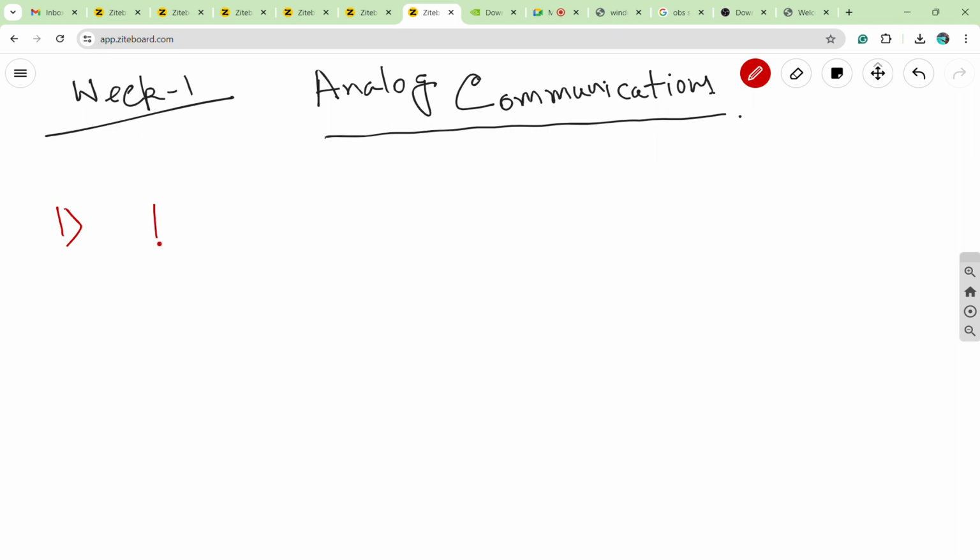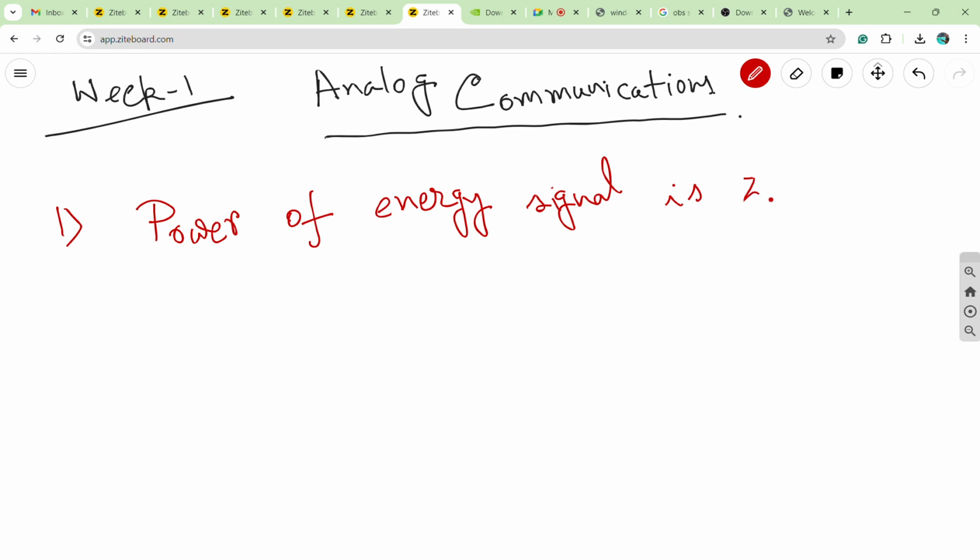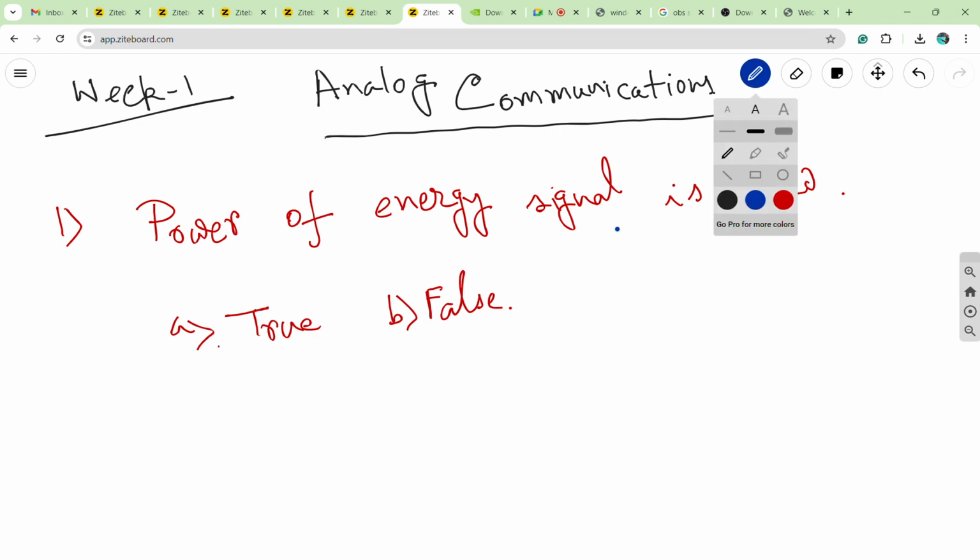There is a question whether the power of an energy signal is always zero. I think my screen is visible, right? So you have to comment whether it is true or false. Please comment if my screen is not visible. Yes, sir, it is visible. Okay. So I want the answer also.